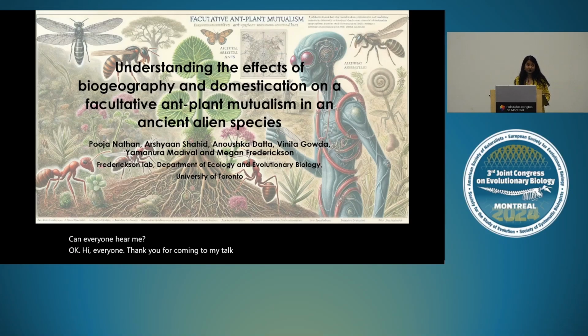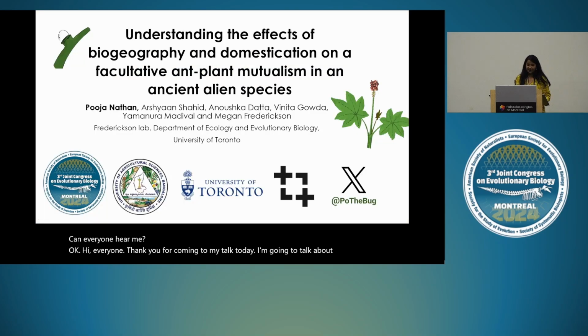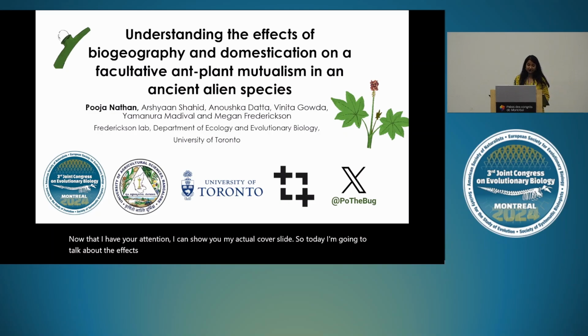Today I'm going to talk about aliens. Well, now that I have your attention, I can show you my actual cover slide. So today I'm going to talk about the effects of biogeography and domestication on a facultative ant-plant mutualism in an ancient alien species. And in agricultural terms, that just means a species that was brought to a new range because it was cultivated there.